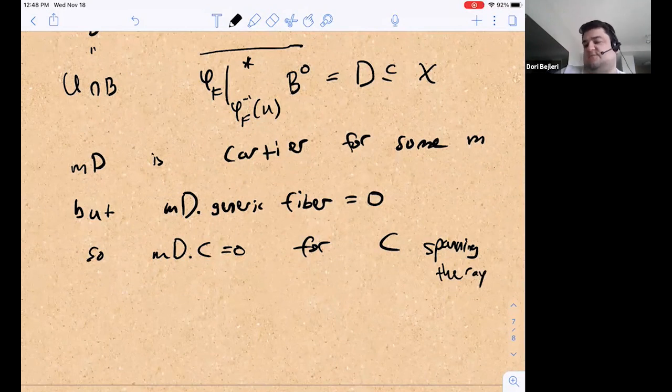So you can imagine kind of what could go wrong. Though I think in the end it's fine, but you can imagine what can go wrong if you don't have a ray but have a higher dimensional face. Then you get that MD dot C is 0 for something on the generic fiber, but maybe you have extra classes that are only in the special fibers because you're not spanned by a single curve. But because we're in the case of a ray, we just have a single generator, and so that single generator lives in any fiber we want.